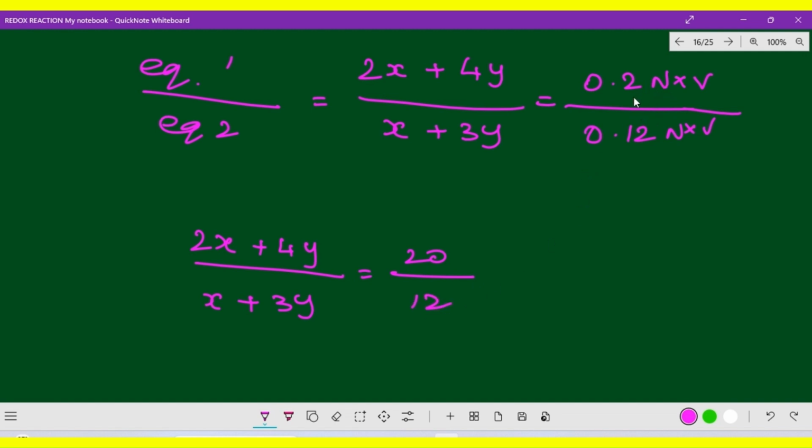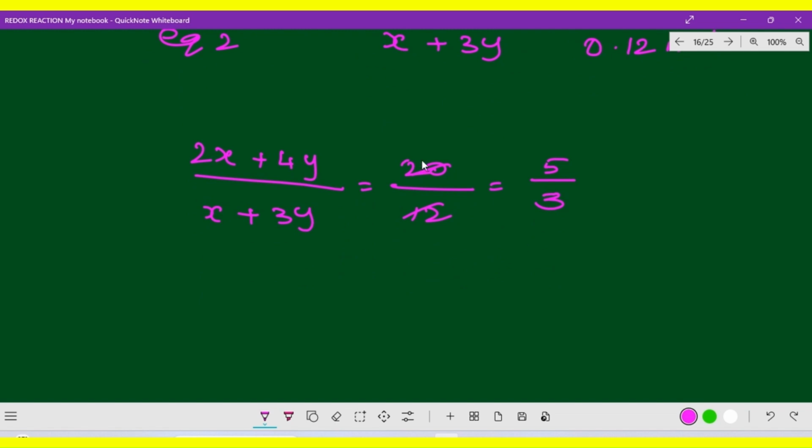Here multiply both sides with 10. So you will get 20 divided by 12, that 0.0 goes. If you cancel, you will get 5 by 3. 4 3s are 12, 4 5s are 20. So 5 by 3. Yes, got it. Now at this point, you have to go for cross multiplication to find the value.